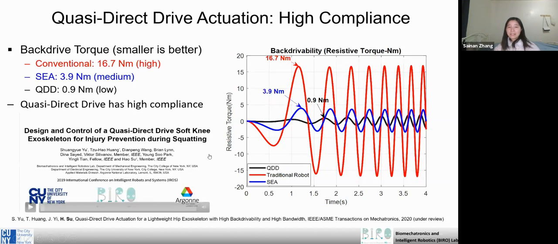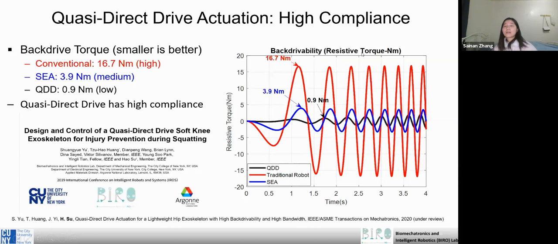This slide is the Simulink result, comparing the three actuators: conventional actuator, SEA actuator, and QDD actuator. We can find the result from this simulation. In your project, you are required to compare the three actuators. It's similar to this, and you are required to draw the lines in the same figure. And here, the red line is the traditional robot. It has the lowest backdrivability.